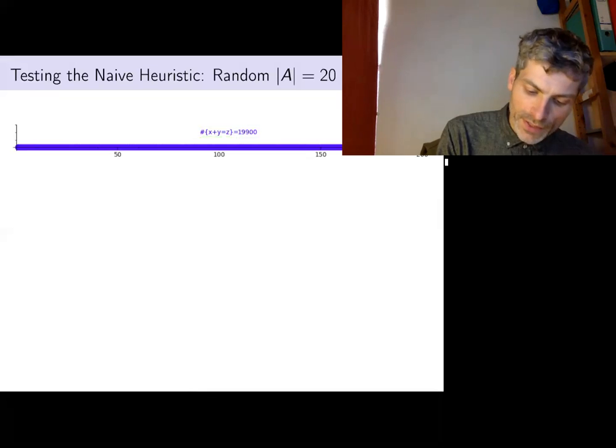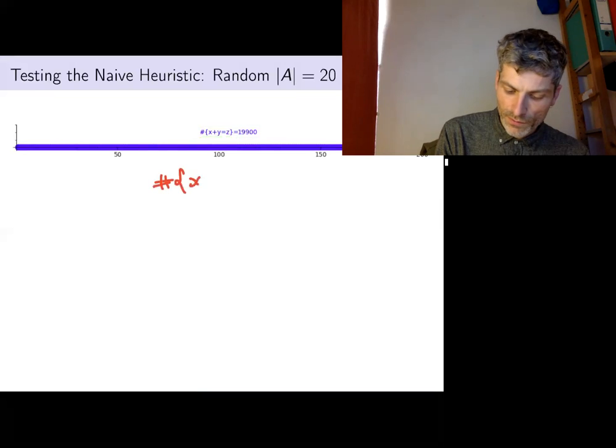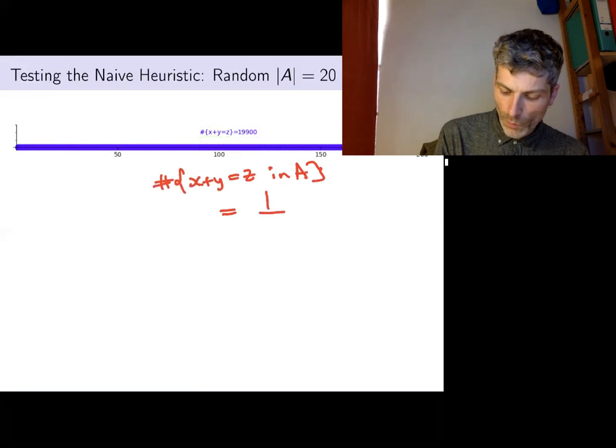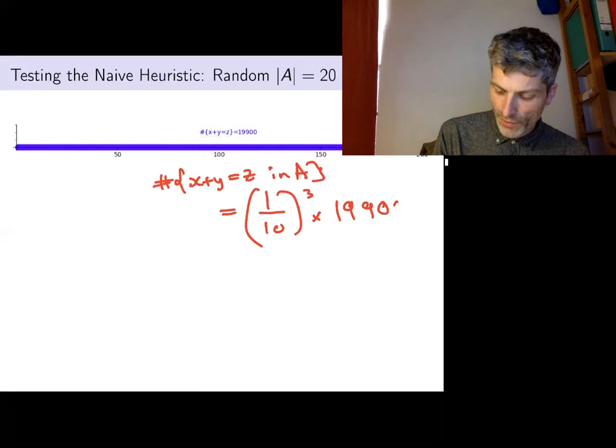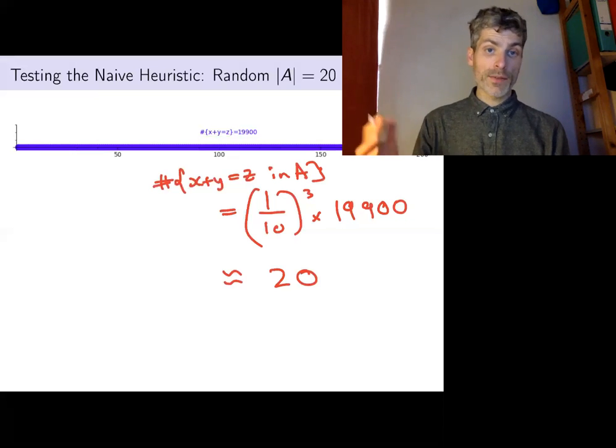So the naive heuristic predicts that the number of solutions in this random set should be 1 over 10, that's the density cubed, times 19,900, that's approximately 20. So let's see if that's reasonable.